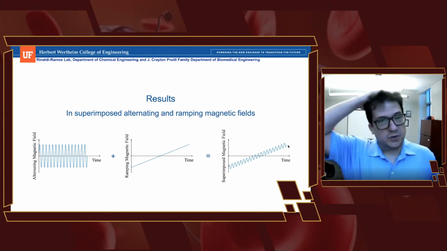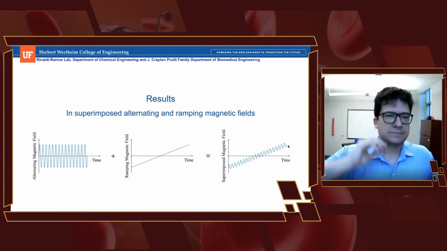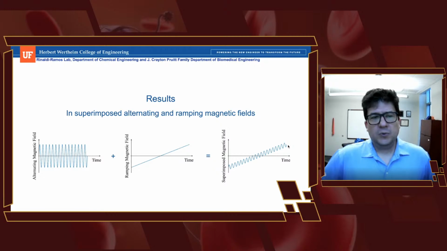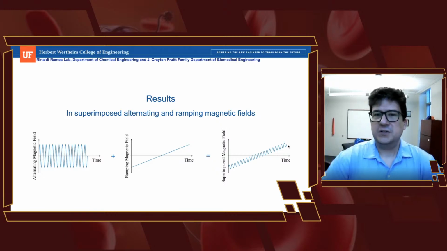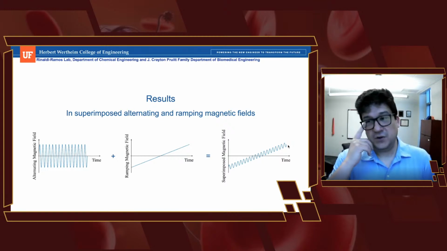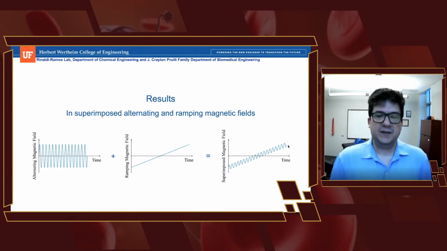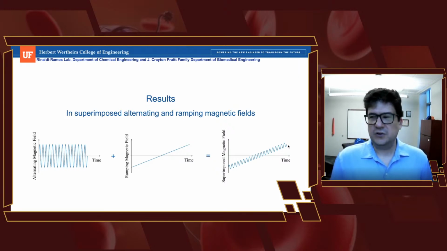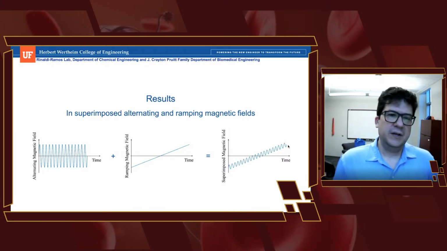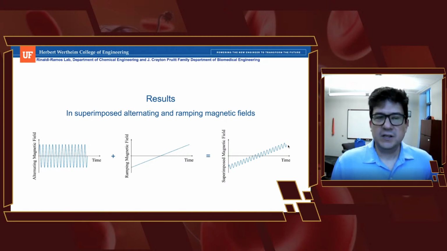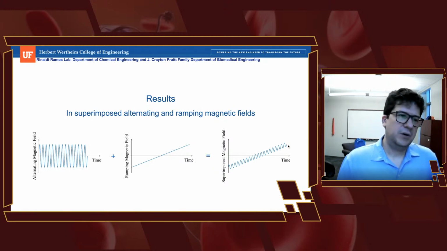Now I'm going to show you results for superimposed alternating and ramping magnetic fields, which are more representative of the situation in MPI. I want to point out that the Landau-Lifshitz-Gilbert simulations are very time-consuming. To generate a scan representative of an actual MPI scan, it would take many years to obtain all the data. So in the previous couple of slides, I showed you the results for both Néel and Brownian particles. But now I'm only going to show you results for Brownian particles, since we don't have the computational capability to model this situation with Néel particles.